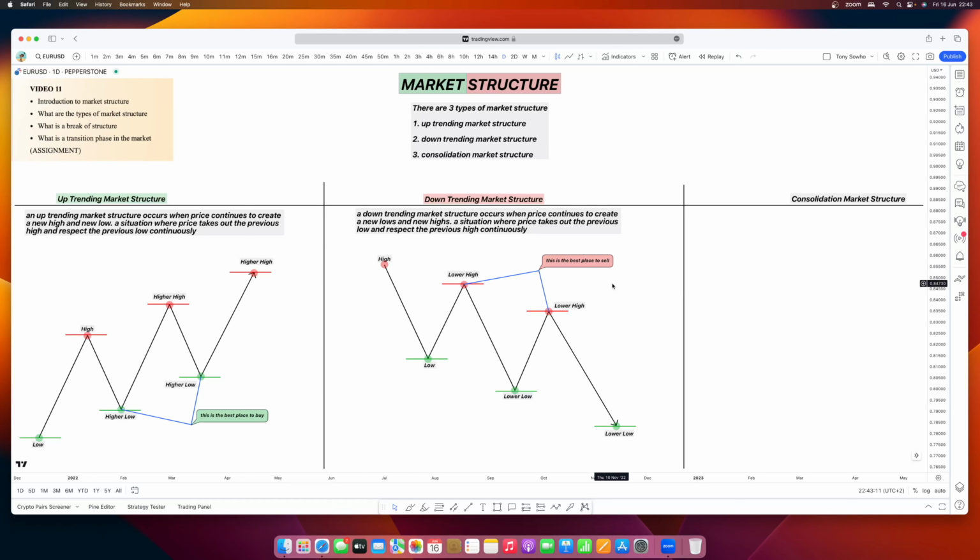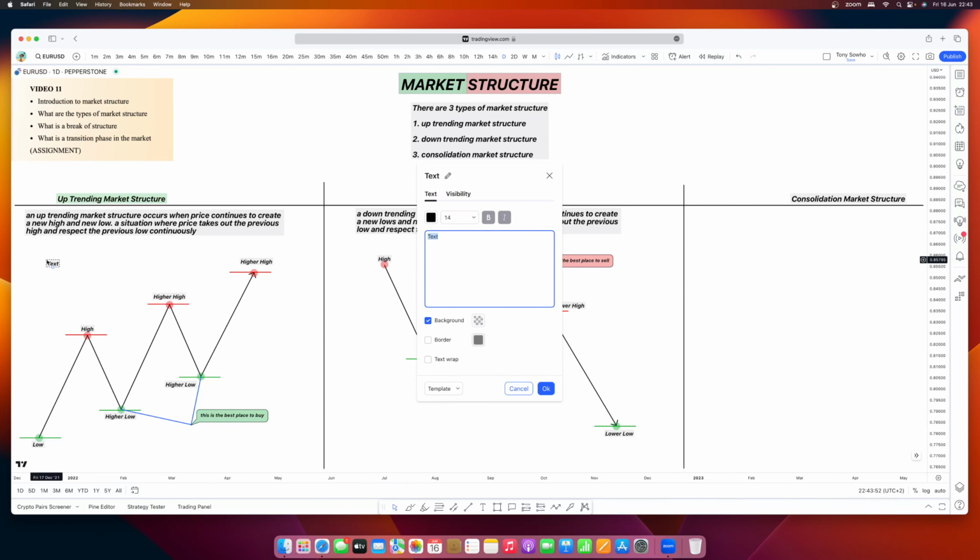So in a downtrending market, we want to be taking our sales at the lower high. Lower high is where you want to be selling. And then in an uptrending market, you want to be buying at the higher low. So these are the first two types of market structure. And then after this, what if in a situation where price is not going up, price is not coming down? That leads us to the third type of market structure that says consolidation market structure.